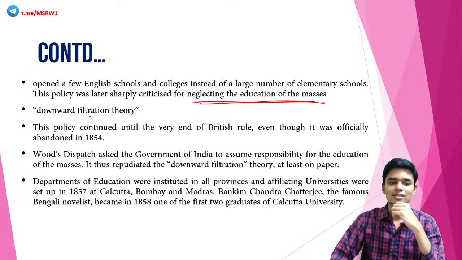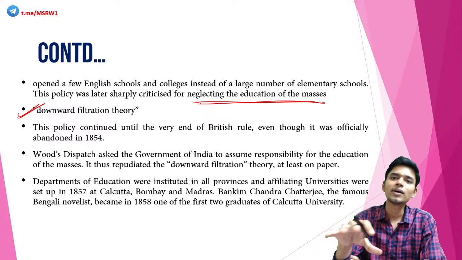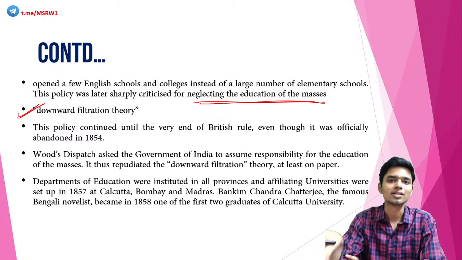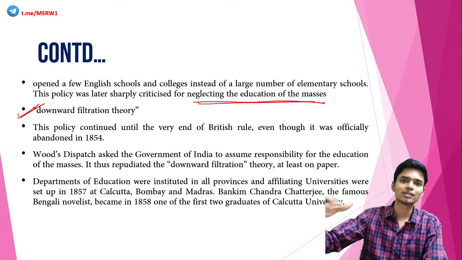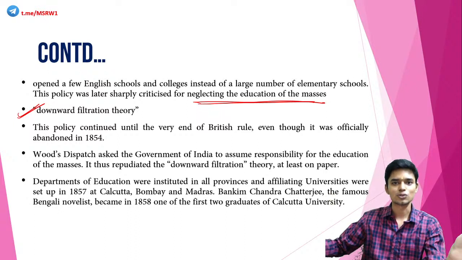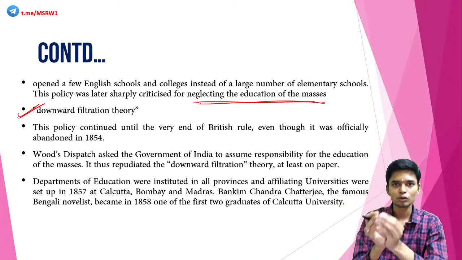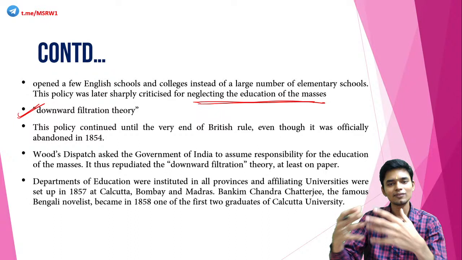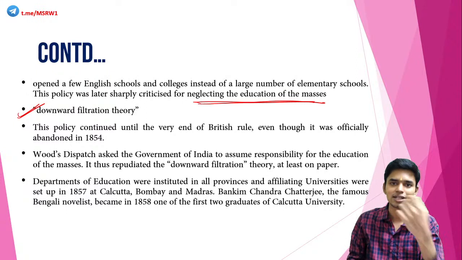Britishers believed in a theory known as downward filtration theory. So what is this downward filtration theory? According to this theory, they will educate the upper classes of Indians, the rich classes of Indians. They thought that from these educated, high class Indians, this education will trickle down and go down to the lower sections also. They do not have to conduct mass education as such. They have to educate only a small group of wealthy people. From them, everything will naturally percolate to the lower strata. This is what they thought. This is the downward filtration theory.